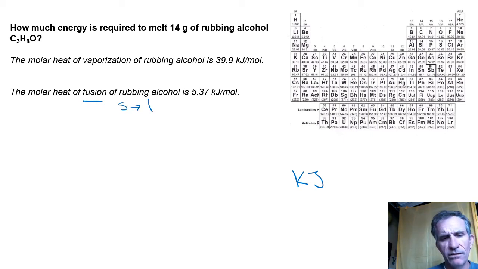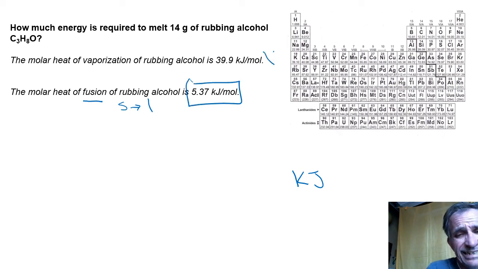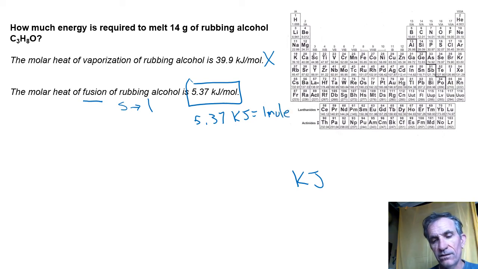So this is the number that's going to help us. This one we're not needing. We're not boiling anything, we're melting it. So that's one good thing. This tells me that for alcohol, it takes 5.37 kilojoules to melt a mole of alcohol.